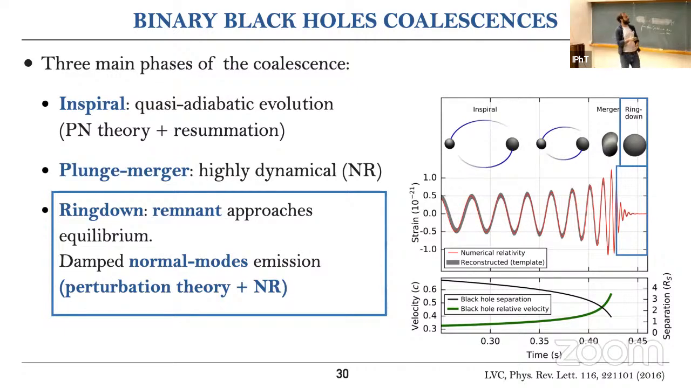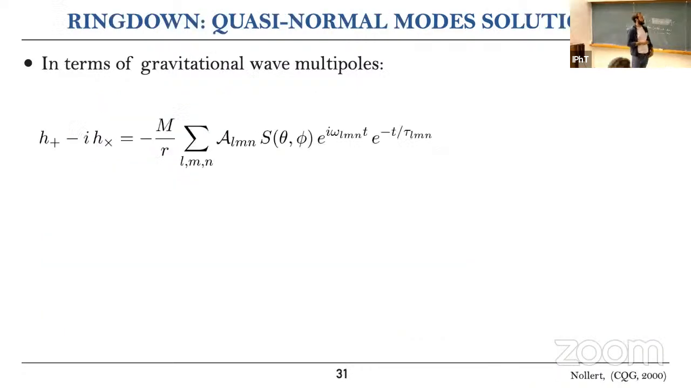It does so by vibrating according to its own characteristic frequencies, which are the quasi-normal modes, and they're predicted by perturbation theory, and you need some input also from NR. So the waveform looks like this. It's just a superposition of damped sinusoids. So you have the oscillating part and a damping part, and then of course you have some amplitude excitation factor and some angular factor.